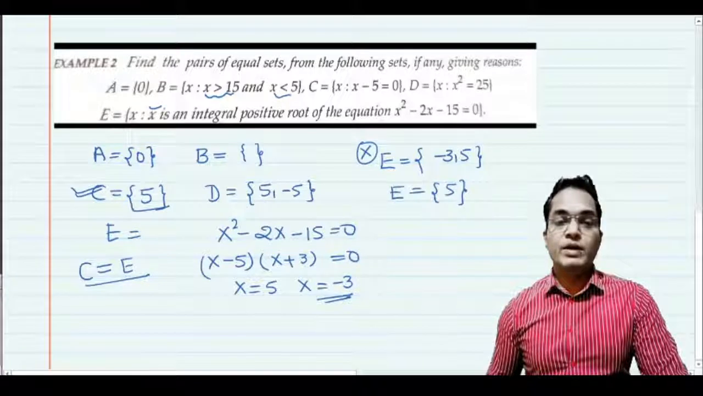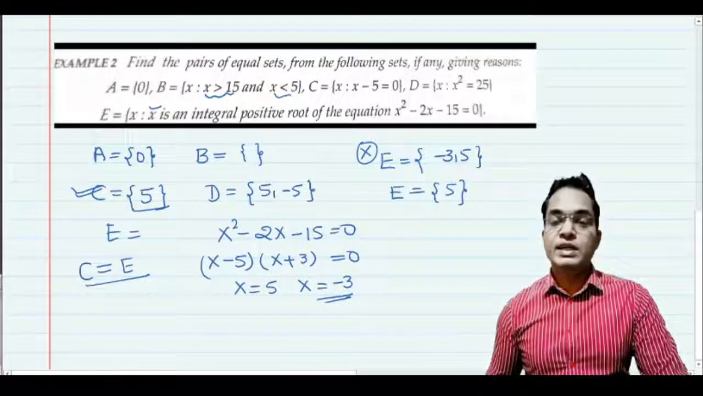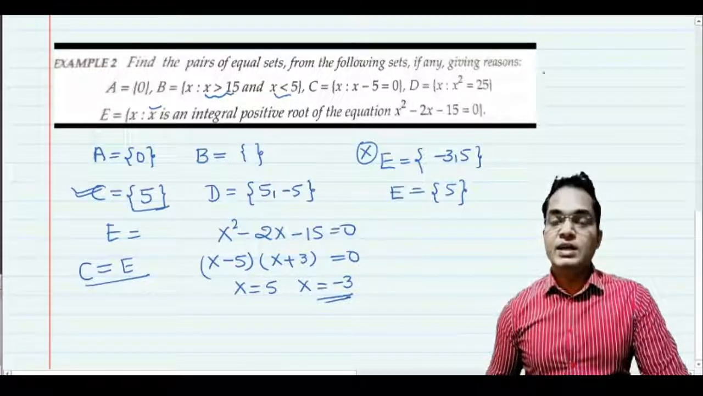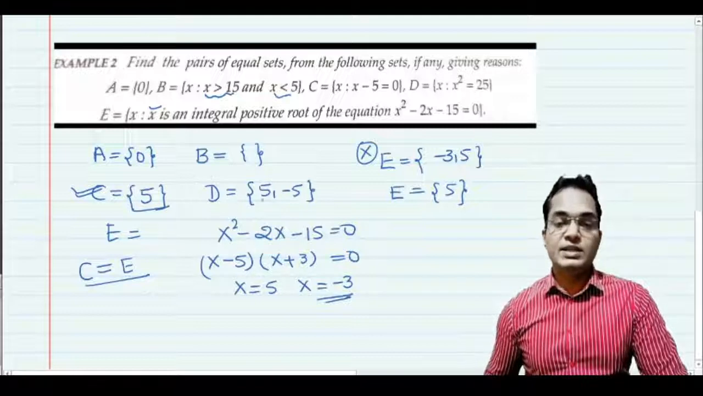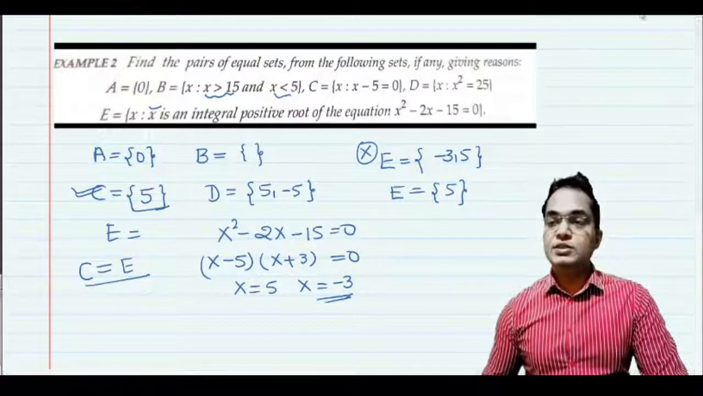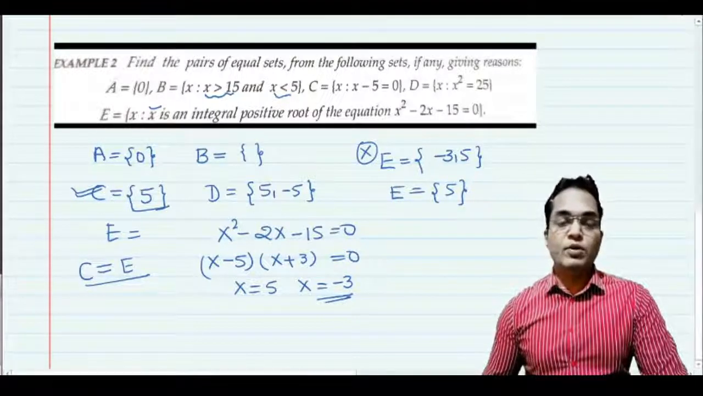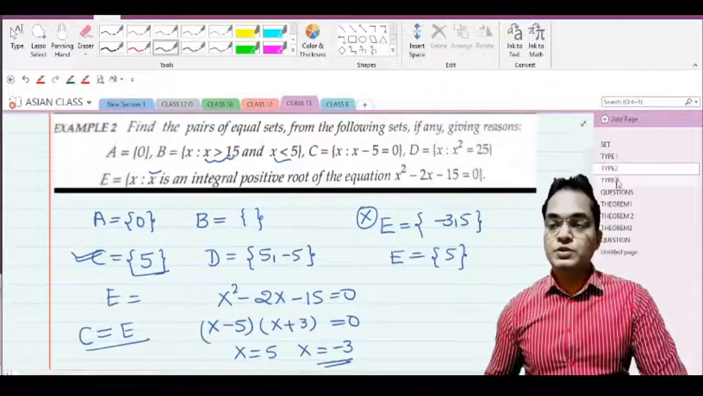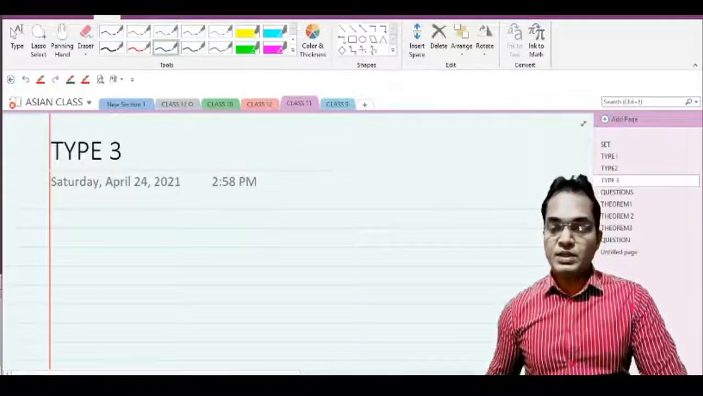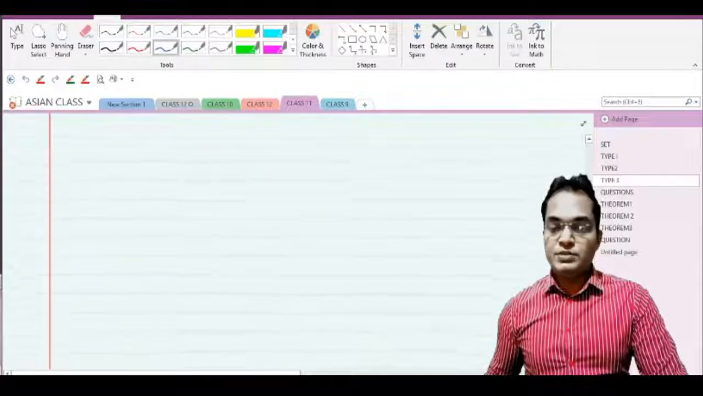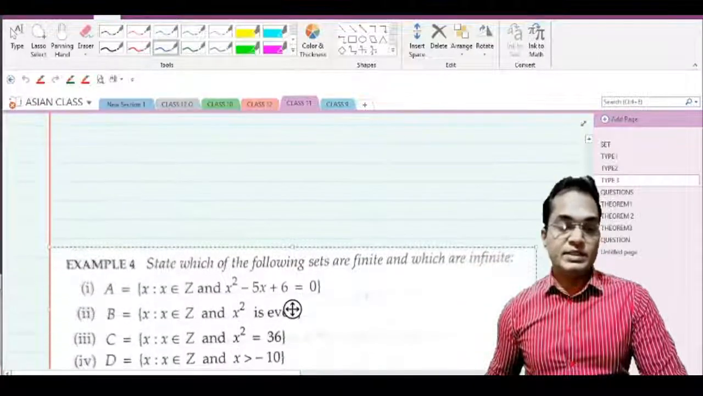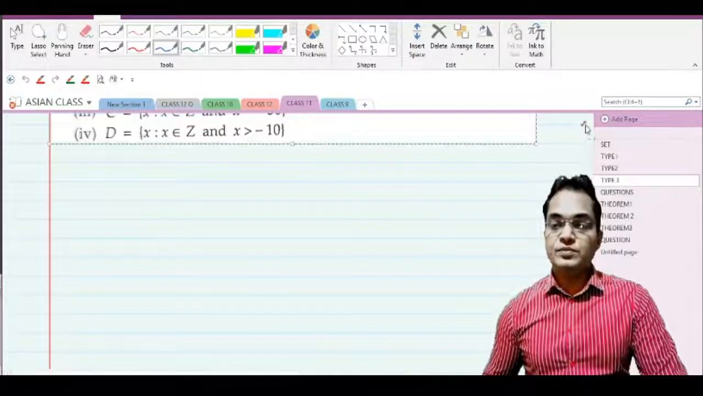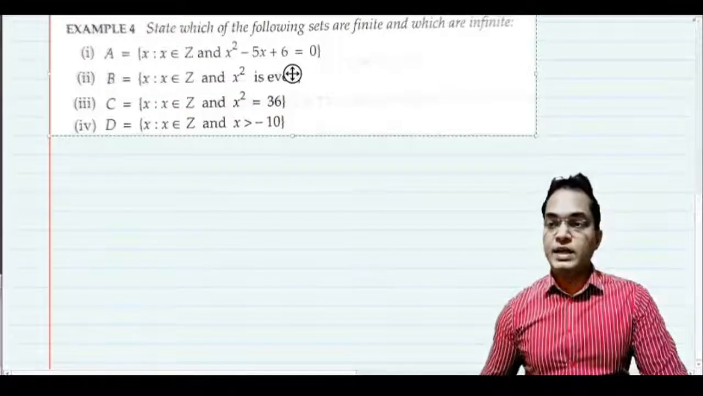Find the pair of equal sets from the following sets, if any, giving reasons. Got it? This is a type second problem. Now we are going to check the type third problem. Type third problems are based on finite and infinite types of sets. Okay. Here is an example of type third.